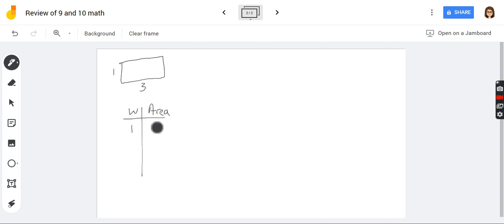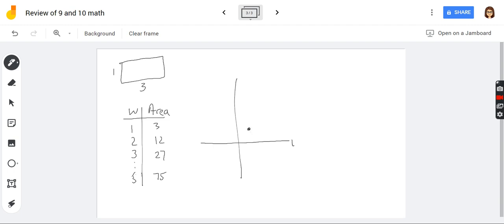Okay, so when the width is 1, we know the ratio is 1 to 3, so the length is 3. So the area is 1 times 3, which is 3. And when the width is 2, the length is 6. So the area is 2 times 6, which is 12. And when the width is 3, the length is 9. So the area is 3 times 9, 27, and so on. I think I had a 5. So when the width is 5, the length is 15, and so the area is 5 times 15, which is 75.